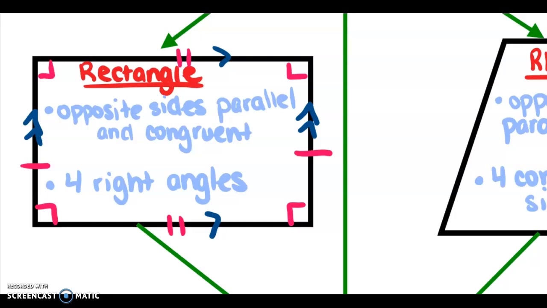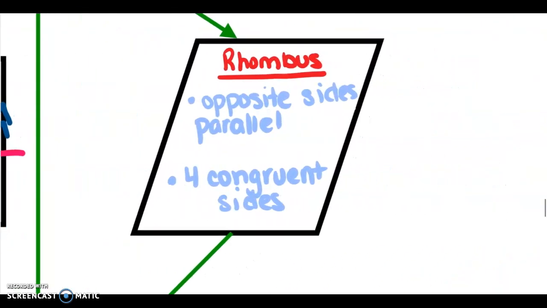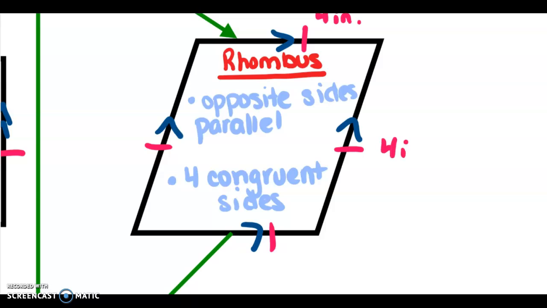Okay. A rhombus is very similar, where the top is going to be parallel to the bottom, the right is going to be parallel to the left, but this one, all of the sides are the same. So that's a little bit different. So this is going to be 4 inches, and this is going to be 4 inches, and this one, and this one.